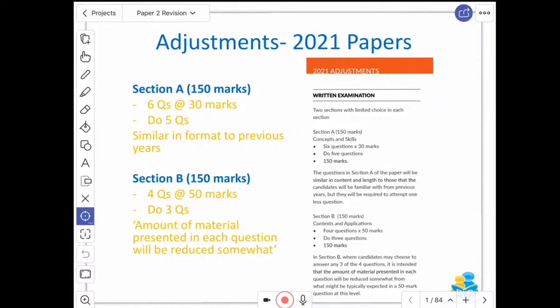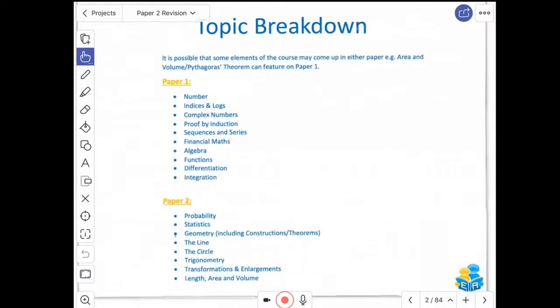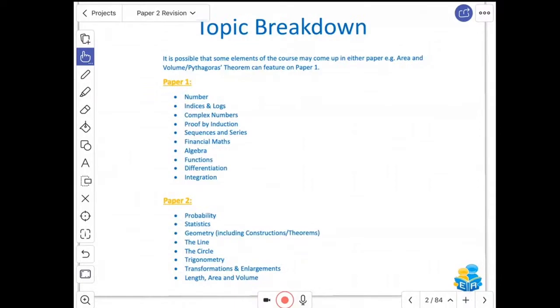Moving on then to our topic breakdown. This is very much the same as what I showed in Monday's masterclass. For paper 2, we won't be looking at every single one of these topics today, but the main ones we're going to be talking about will be probability and statistics, and I will also talk about the line and the circle. The other areas that could come up in paper 2 are geometry, which includes your constructions and theorems, as well as your shape angle facts. We've also got trigonometry, transformations and enlargements, and length, area and volume.